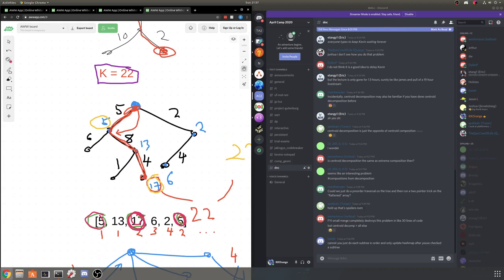Also, I guess it's worth mentioning the special case where there happens to be a path from some vertex to the root that already has sum exactly k. That's a special case that you might need to consider.